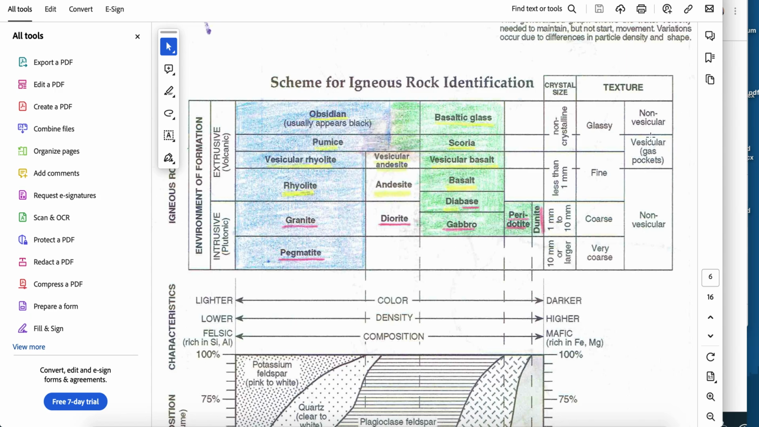All right, so your vesicular gas pockets, going across, would be a total of 1, 2, 3, 4, 5 rock samples that would be vesicular. So pumice, scoria, and then you have your 3 that have the word vesicular in them, like vesicular rhyolite, vesicular andesite, vesicular basalt. Your intrusive rocks are never vesicular.